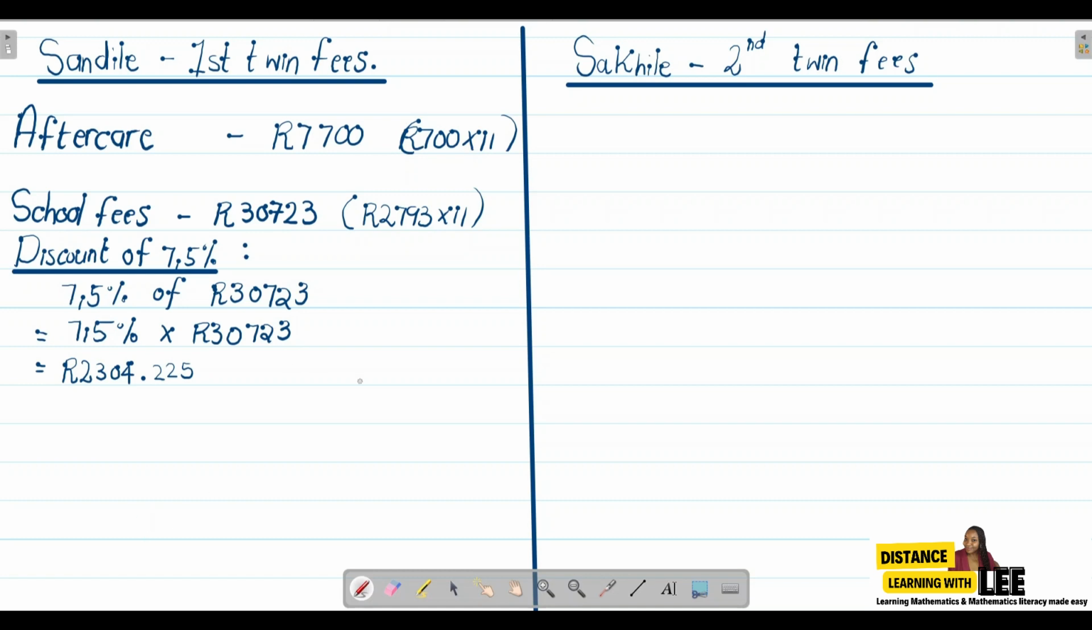So we still need to subtract this discount from the 30,723 to get the total school fees that she pays for the first twin, right? Therefore the total school fees for the first twin is equal to 30,723 minus the discount of 7.5%, and that is 2,304 rand 0.225.